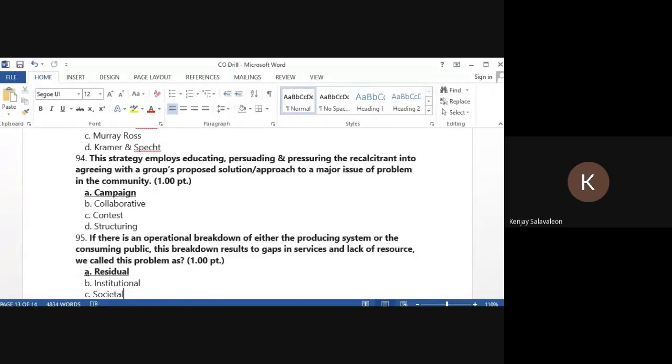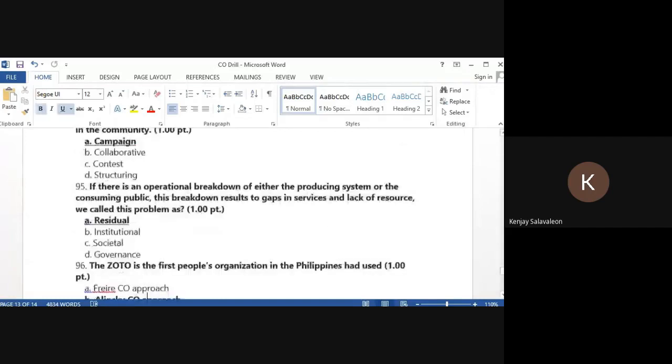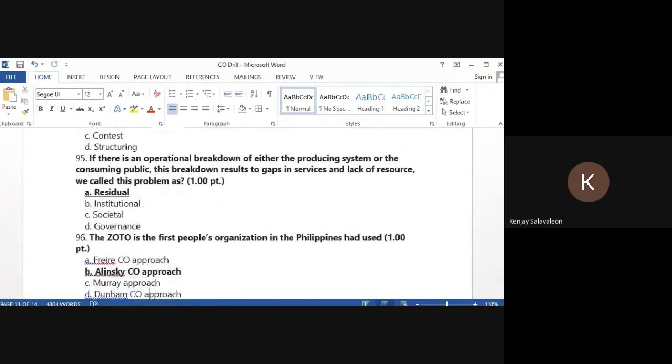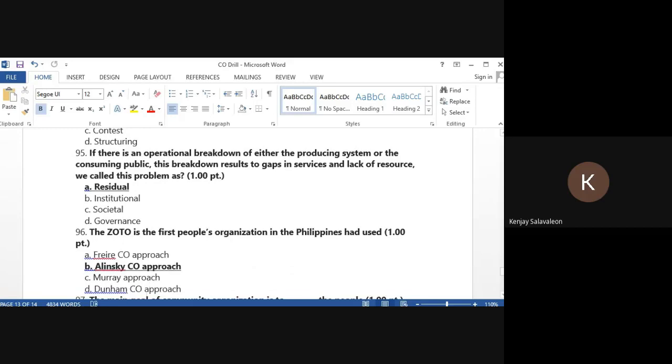95. If there is an operational breakdown of the producing system or the consuming public, this breakdown results in the gaps in services and lack of resources. We call this problem as residual. Kabaliktaran ng institutional is the residual. When there's a breakdown in the system, kagaya ng ngayon, unemployment, tawag dyan ay residual.